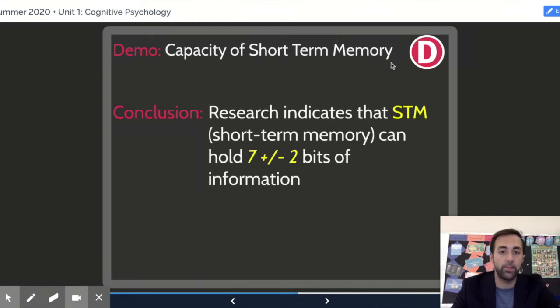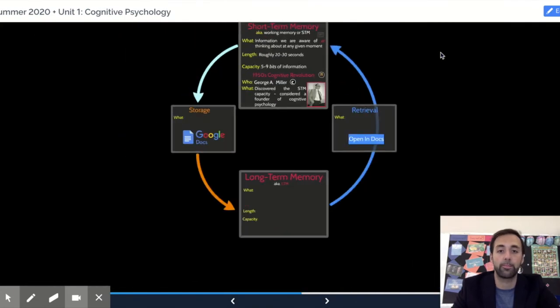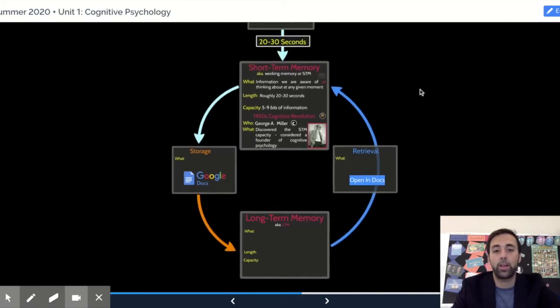Some students over the course of the year put little D icons next to the topics that we had demos for. So whether you're in person or remote, putting a letter D next to the term short-term memory could help at the end of the year recall that we did in fact have a demo for this term. Proceeding onward, there are only 3 more steps involved in this essential task. So now we've encoded information.